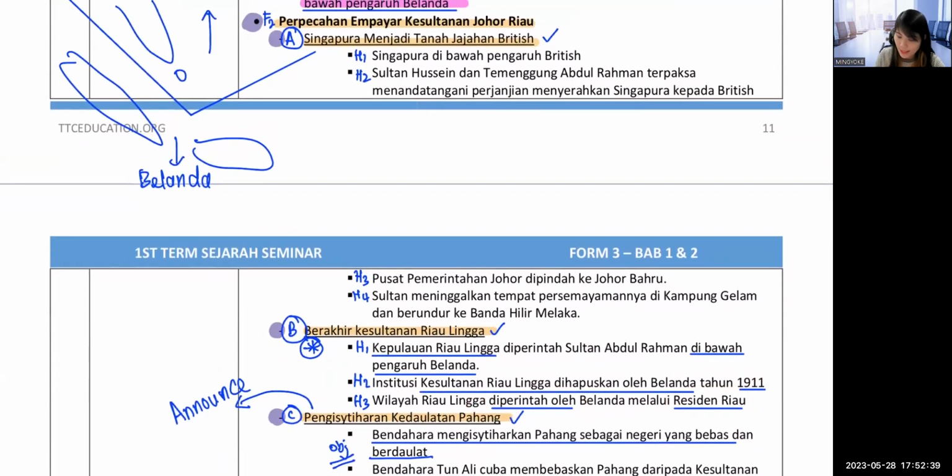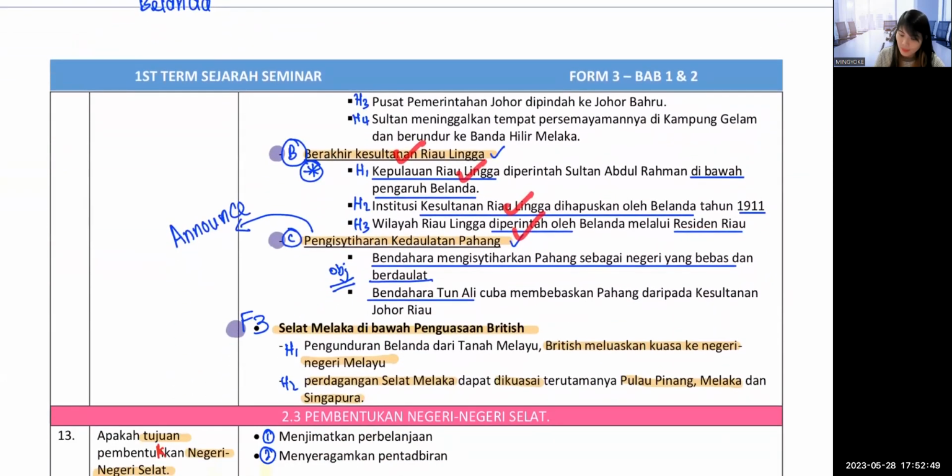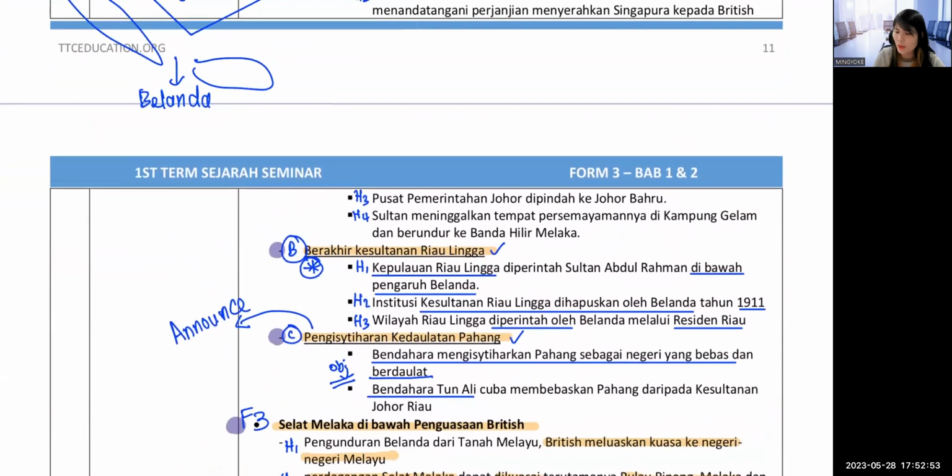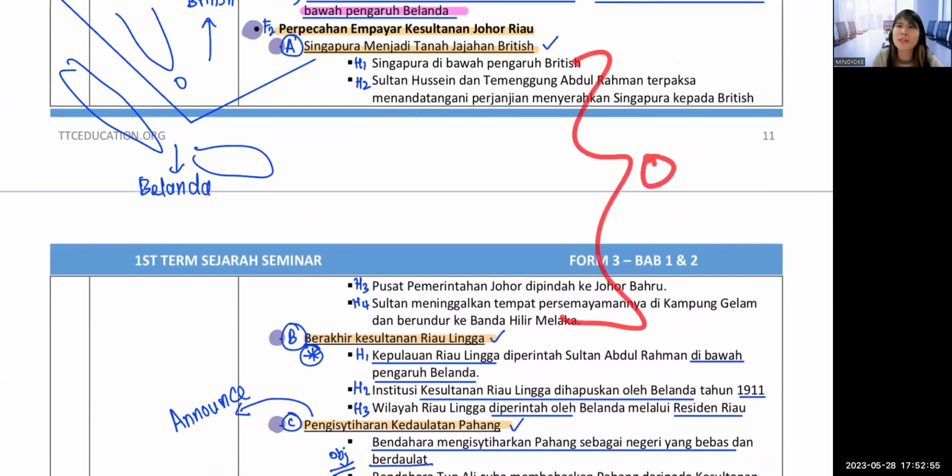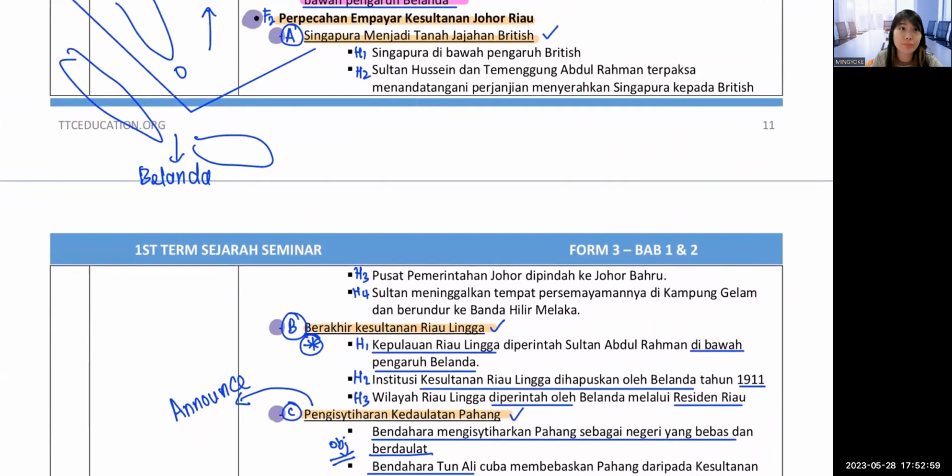So the most important one is 1, 2, 3, 4, 5, 6, 7, 8, 9. The most important one. This one, objective law. That's why I never underline anything. Okay.